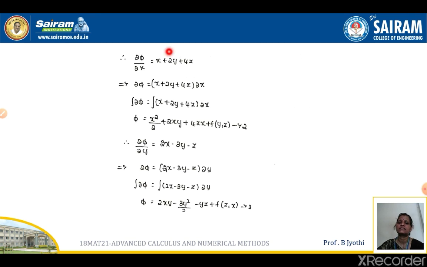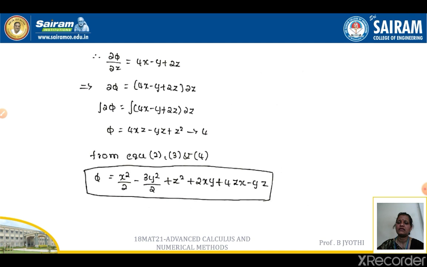So ∂φ/∂x is x + 2y + 4z, which on integration gives x²/2 + 2xy + 4zx plus a function of yz is added. Similarly, ∂φ/∂y, on integration gives 2xy − 3y²/2 − yz plus the function of zx is added, and ∂φ/∂z, when you integrate, will be 4xz − yz + z². The common function phi will be given by x²/2 − 3y²/2 + z² + 2xy + 4zx − yz. This is the common function phi which we are going to get.